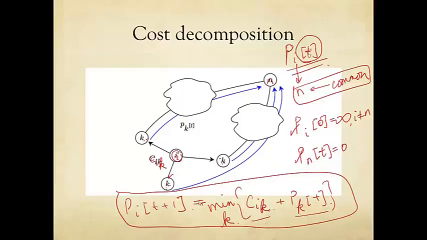Now, this Bellman's equation is useful for an algorithm only if you can actually efficiently compute P_K^t. Then you can compute P_I^(t+1). But can you compute P_K^t efficiently? Well, let's use the idea of recursion.